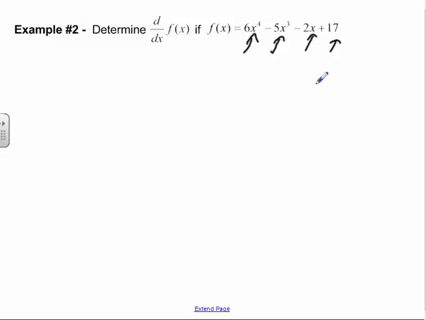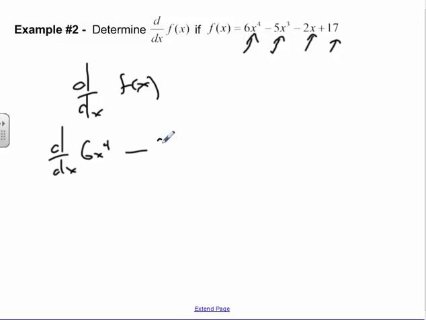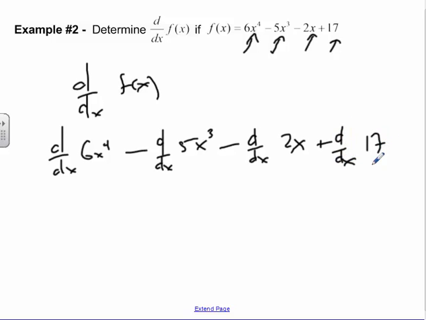But I want to introduce to you the idea of, well, let's use Leibniz notation. And so basically what this would really mean is if you want to find the derivative of this function here, I know I'm way out of order, but I hope this is useful. Really, you can find the derivative of the 6x to the 4, and then you could subtract the derivative of the 5x to the 3, and then you could subtract the derivative of the 2x, and then you could add the derivative of 17. Right?